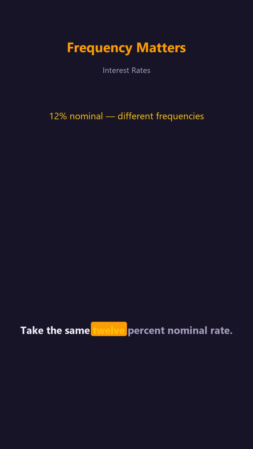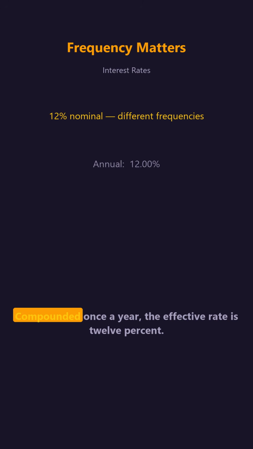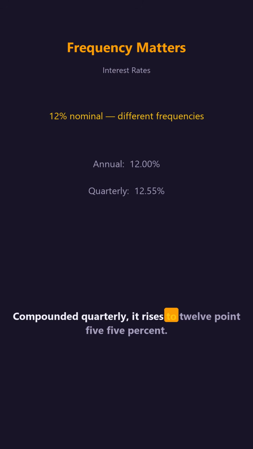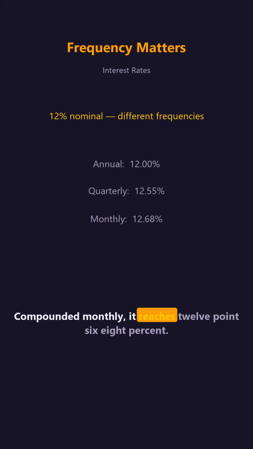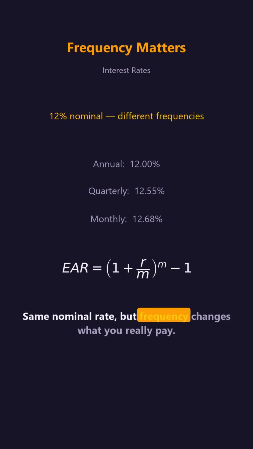Take the same 12% nominal rate. Compounded once a year, the effective rate is 12%. Compounded quarterly, it rises to 12.55%. Compounded monthly, it reaches 12.68%. Same nominal rate, but frequency changes what you really pay.